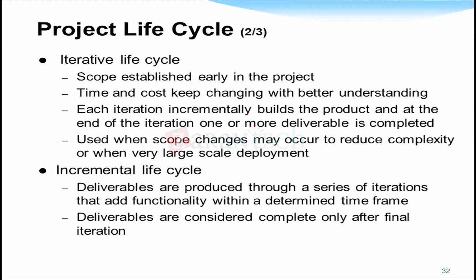Scope is established early in the project. Time and cost keep changing with better understanding. Each iteration incrementally builds the product. At the end of the iteration, one or more deliverables is complete. Like a spiral methodology. No, spiral is where we are taking module-wise, right? Okay. Similar here in iterative, we can think of it feature-wise. Instead of taking the whole module, we will take individual features.